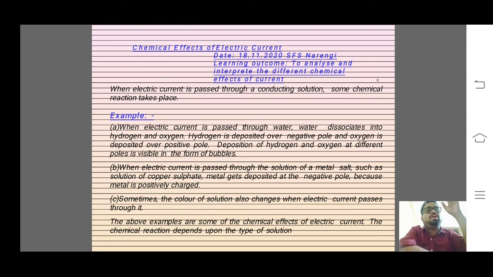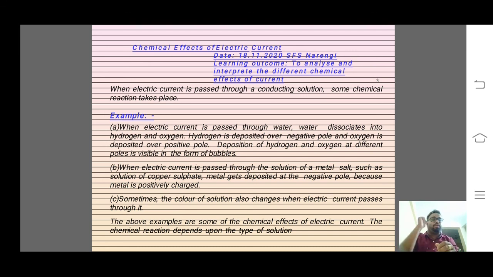Then when electric current is passed through the solution of a metal, then the different poles get charged. As a result, there is also a chemical effect of electric current. Sometimes the color of the solution also changes when electric current passes through it. Suppose when electric current is passed through it, a color change is observed. That color change is also a chemical effect.